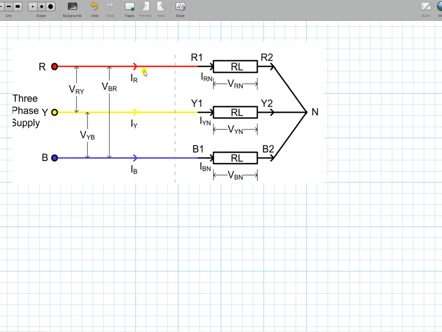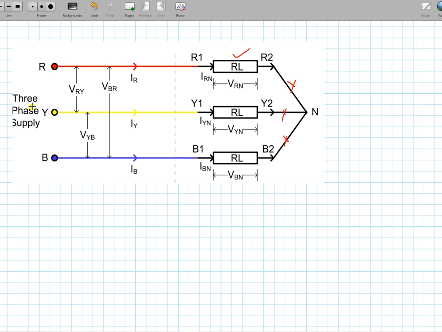Okay, so if you look here, for the time being, let us consider that this is not connected. I have a single phase load of RL type. Why am I considering the RL type? Because RL type is the most common type of load. So this RL type load is connected to the R phase.